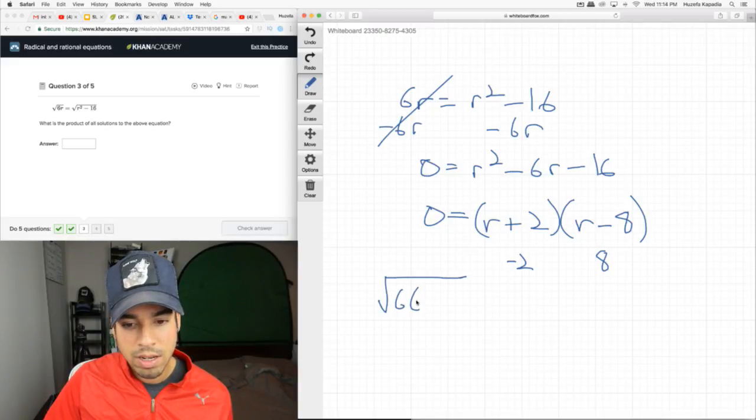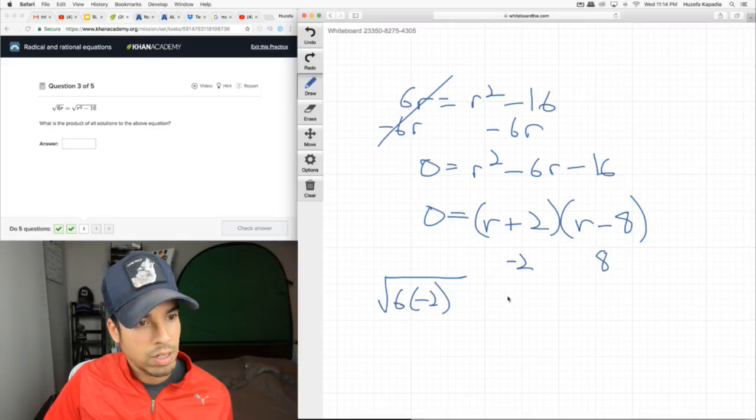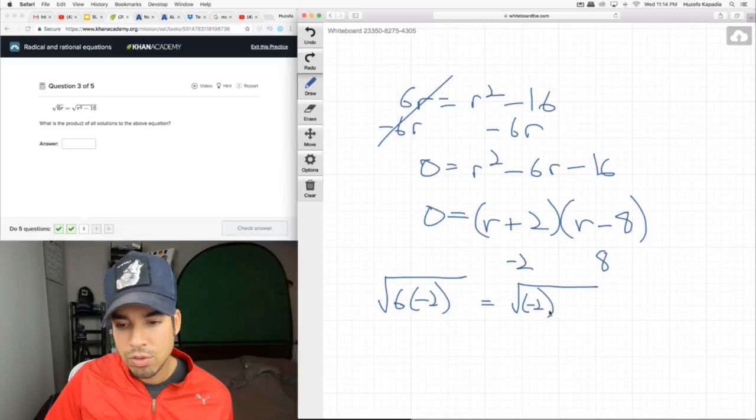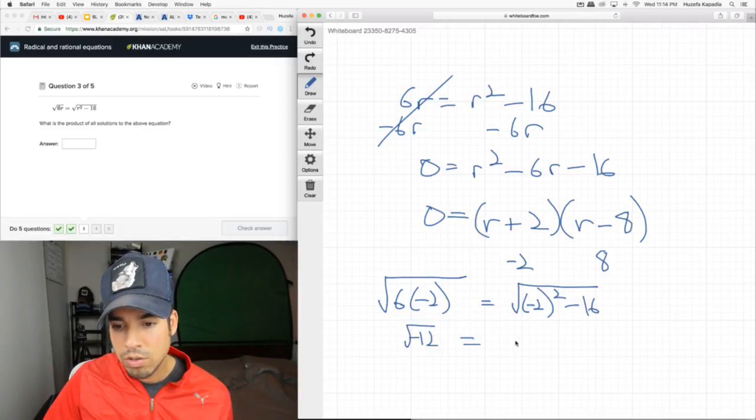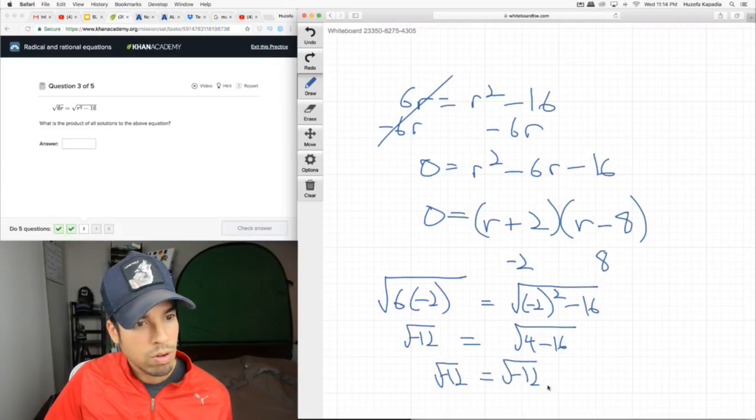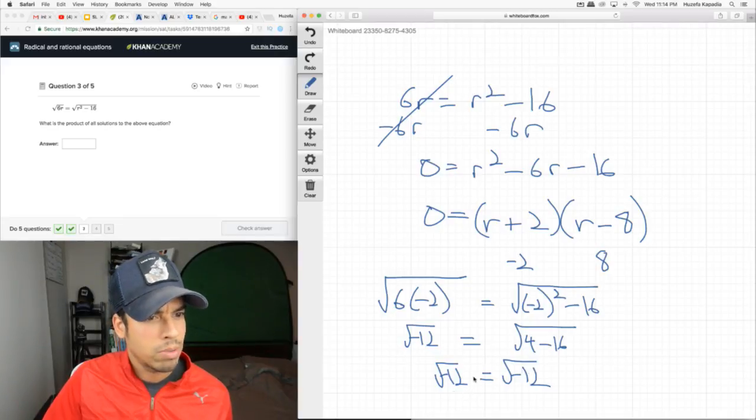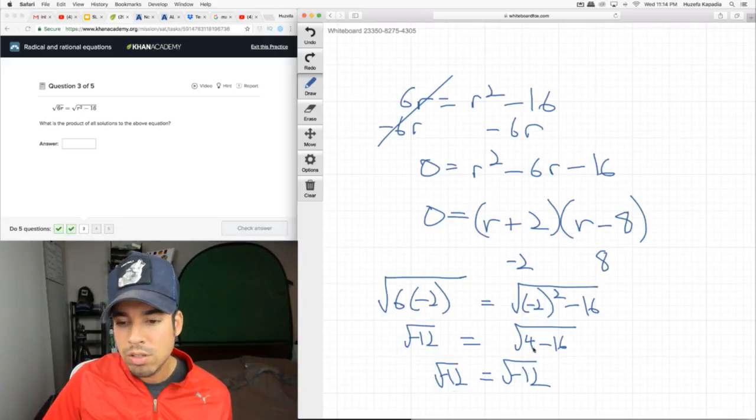Square root of 6 times negative 2, right, equals square root of negative 2 squared minus 16. This becomes square root of negative 12. This becomes square root of 4 minus 16, which is square root of negative 12 equals square root of negative 12. So this actually works, even though we're getting imaginary numbers, but it works.